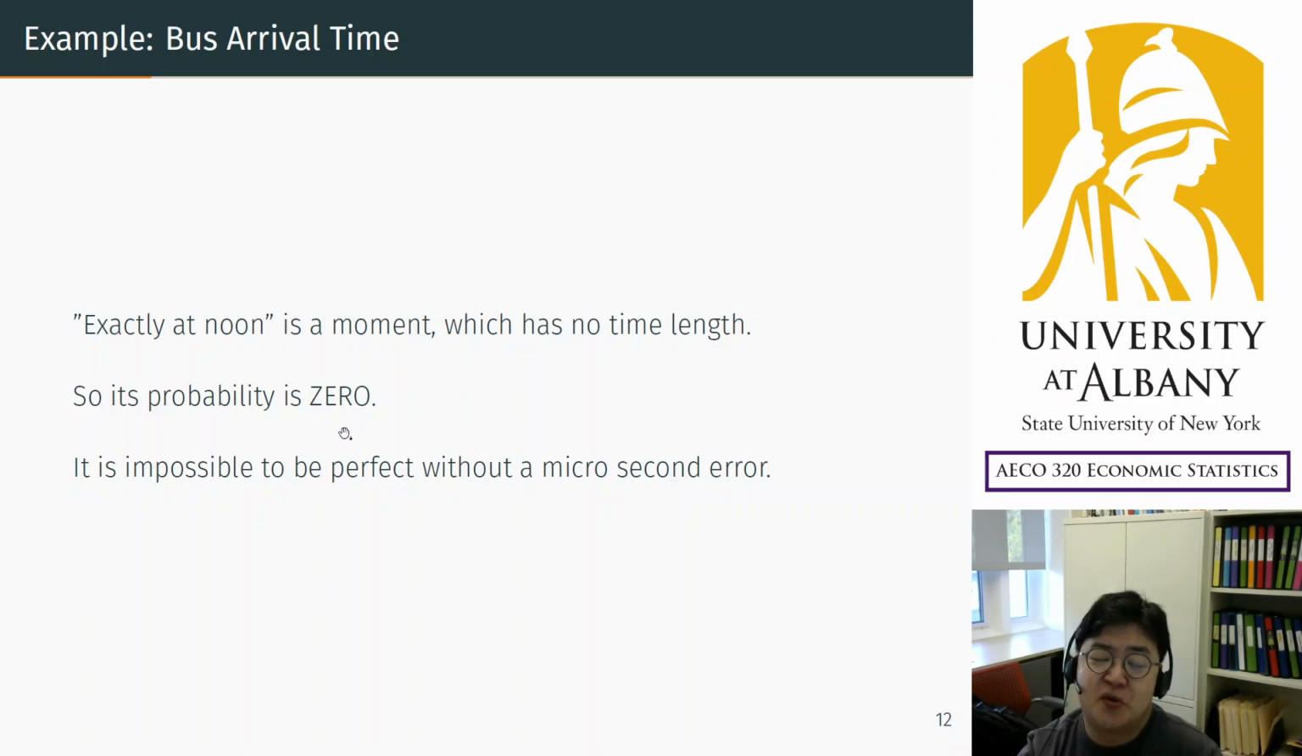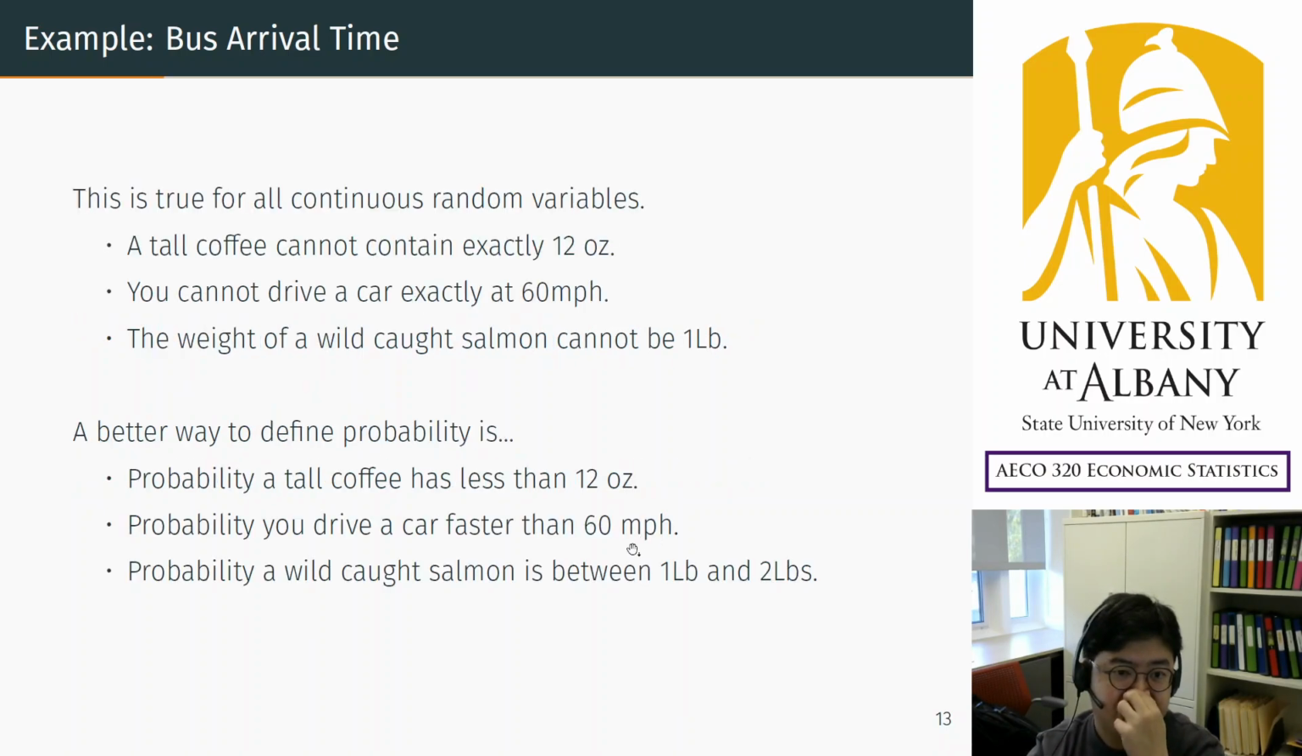So its probability should be zero according to our approach. You cannot exactly hit one point, right? This is true. This is not just mathematically true, but actually true because it is impossible to avoid a nanosecond, microsecond error. You can imagine that. And this is true for any continuous random variable. One single outcome, one point, has zero probability.